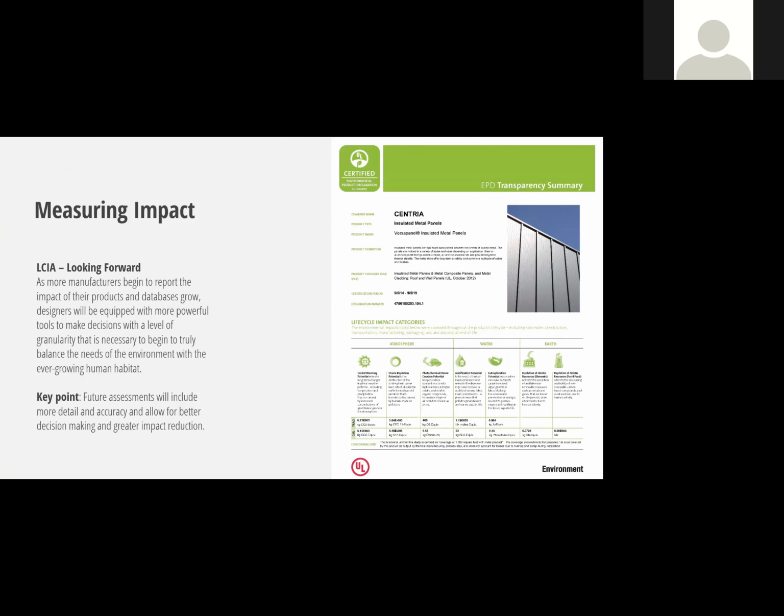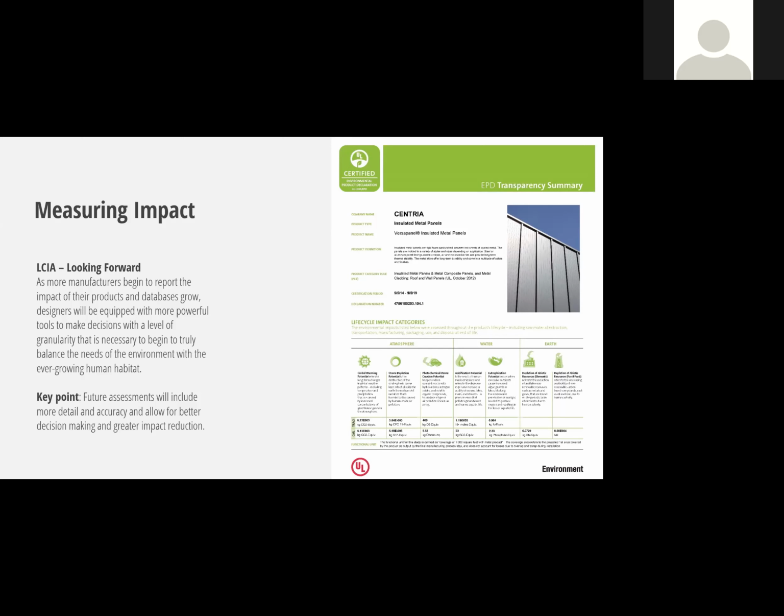So anyone who's worked on a LEED project or a sustainable project will at some point have seen an EPD, as it's colloquially called. And EPDs are really just a life cycle assessment of a single material. So it's looking at where that material was taken from, how it is manufactured, and how much went into the production of the material.